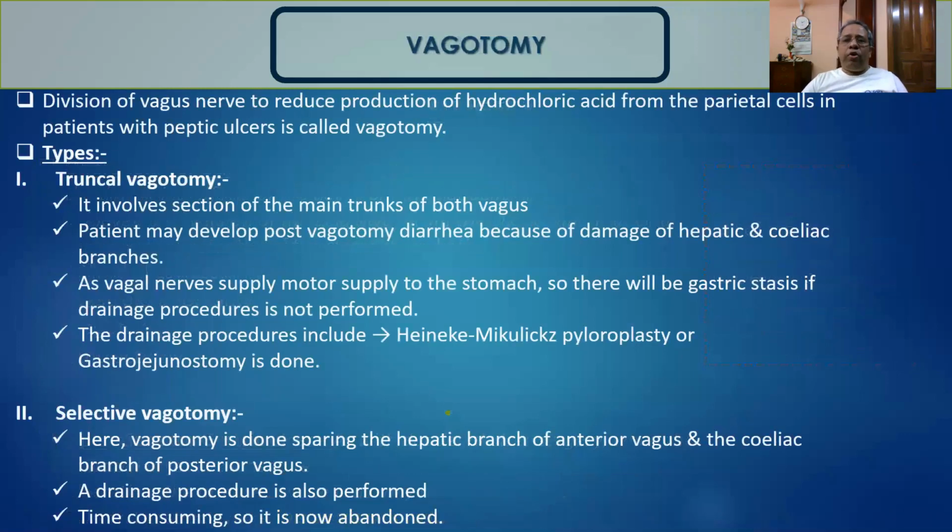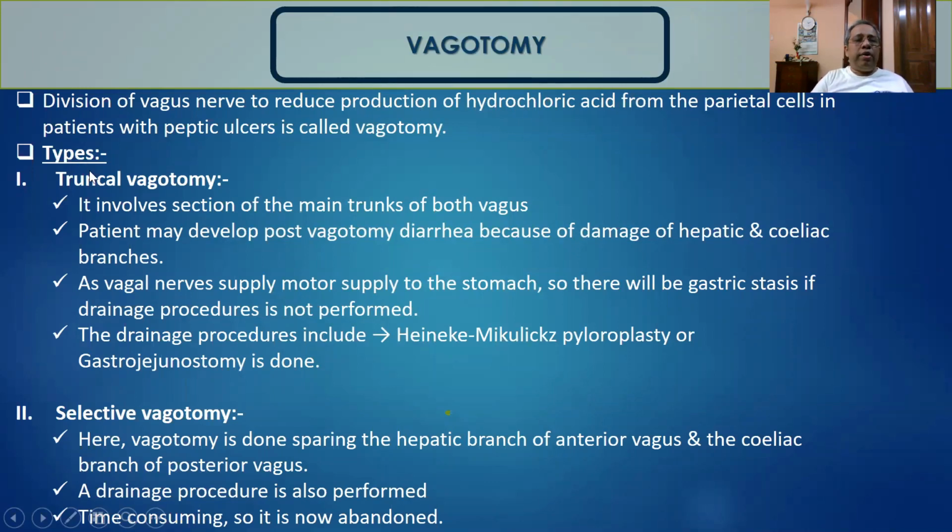So what about the vagotomy? Whenever the vagus nerve is divided, it is called the vagotomy. Division of the vagus nerve to reduce the production of hydrochloric acid from the parietal cells in patients with peptic ulcer is called the vagotomy. So divide the vagus so the hydrochloric acid producing parietal cells are devoid of vagus nerve supply. So there is no stimulation, so there is a decrease in the acid content release.